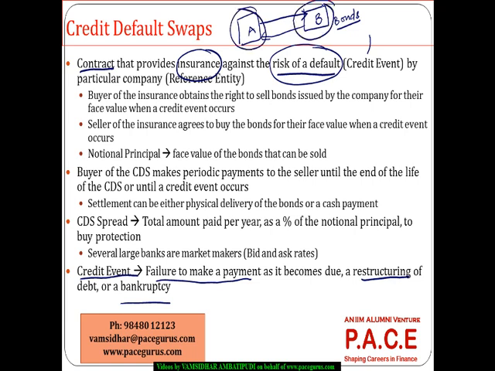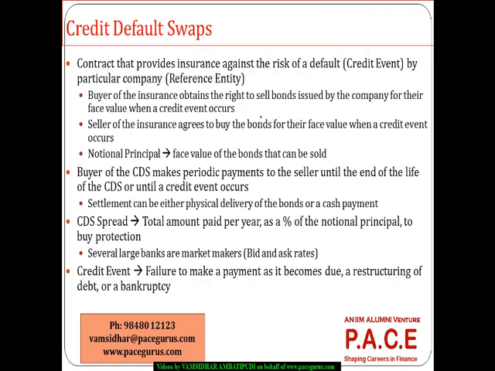What if B defaults on the payment? Now this is where A will take a protection. A will enter into a credit default swap, let's say with C, saying if B defaults, I want to be protected against that default. So C will promise that in case B defaults, I'll pay you whatever is the amount that is defaulted by B. So this is in a very crude way how the credit default swap works.